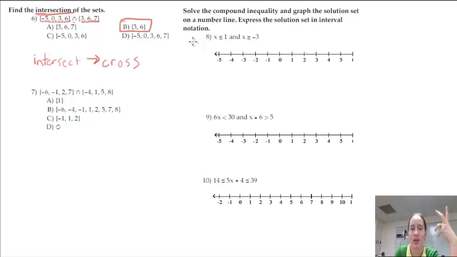And that's the best way of remembering it that I've come up with, is that we're trying to see where these sets cross, and so they cross where they have things in common.